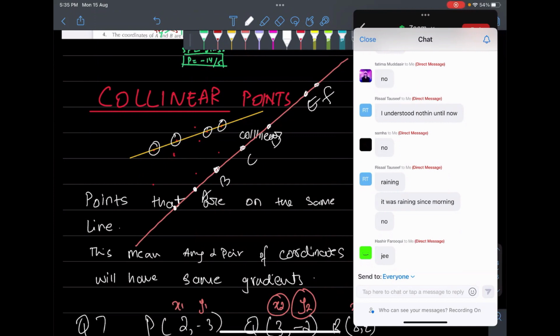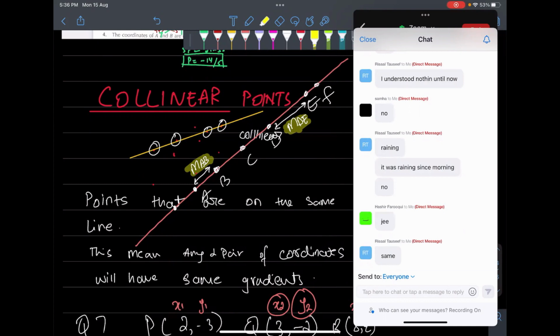What's the good point of calling them collinear is that if I find the gradient from here till here, that will be called gradient of AB. And if I find gradient from here till here, that will be called gradient of DE. These two will be the same. That is the main point about collinear points. Is that clear up till now?